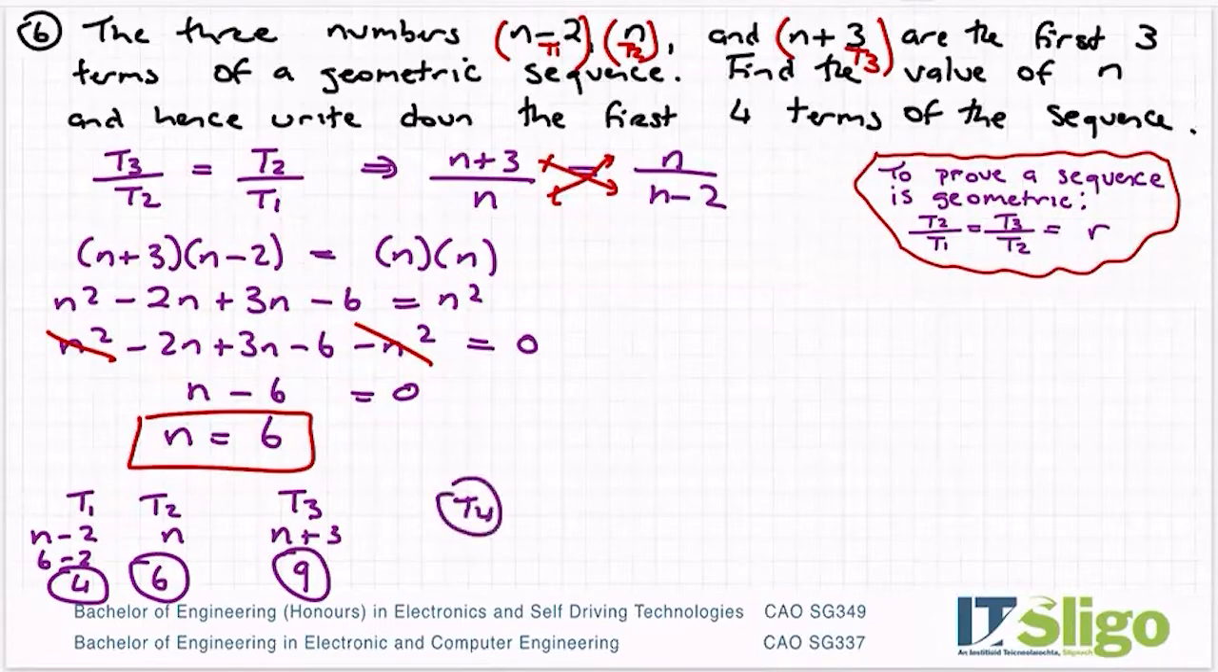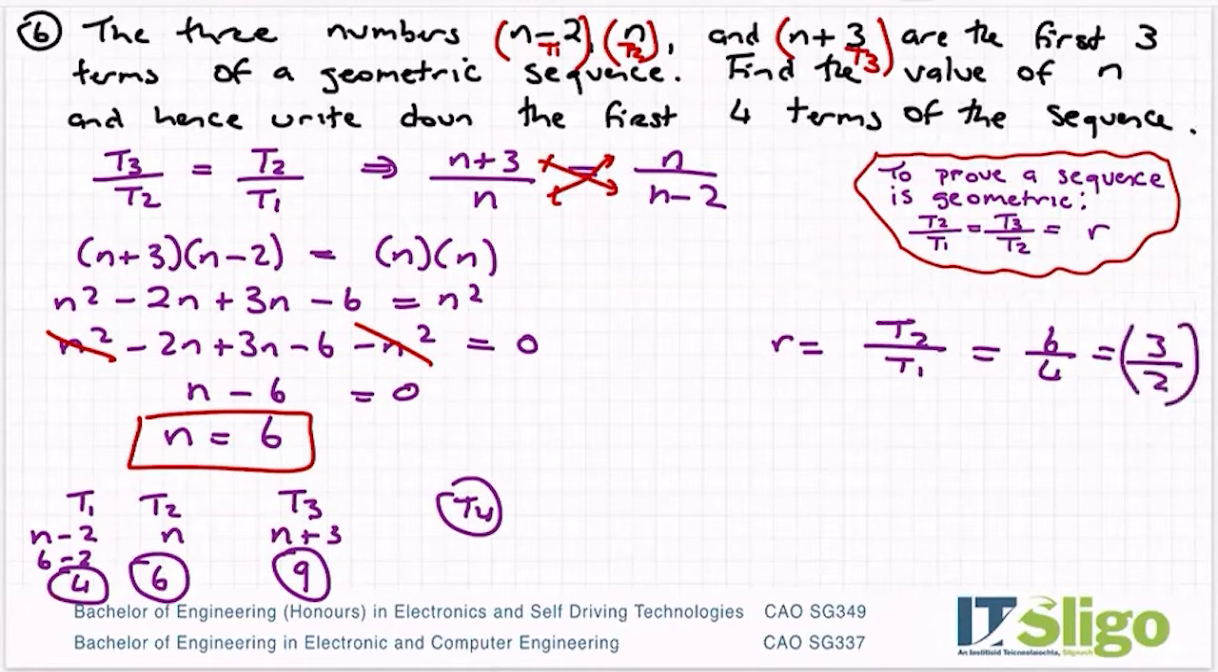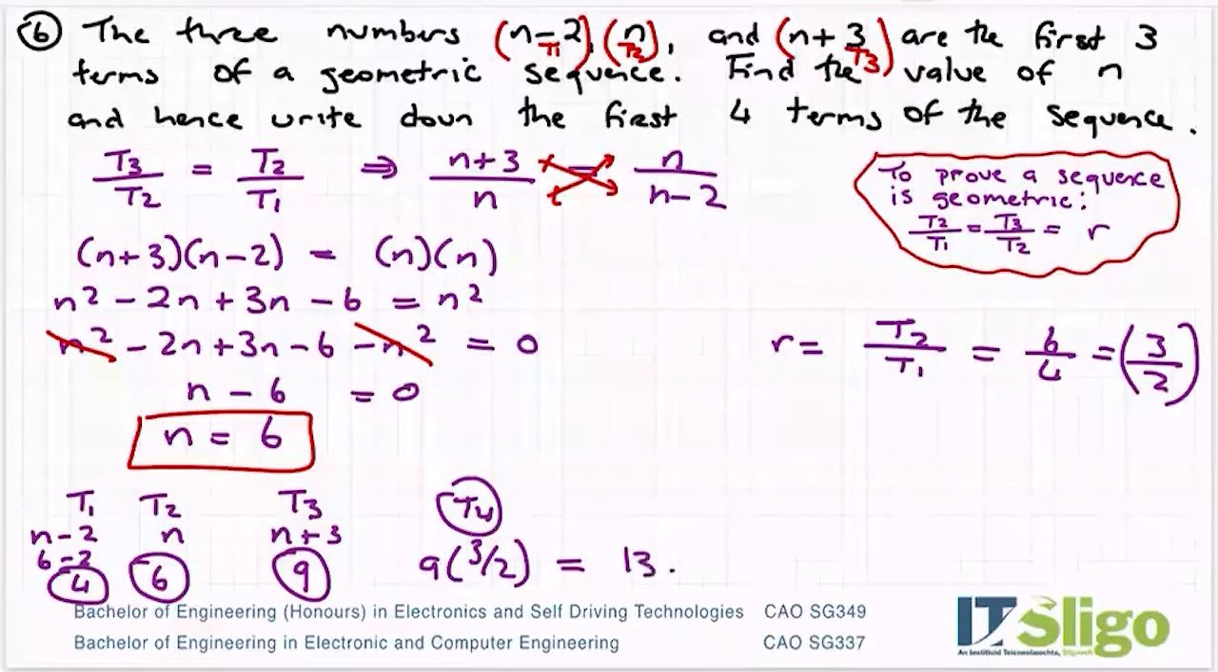Well, I'd like to know what my common ratio is. And again, it's the same theory here. I can do T2 over T1 or T3 over T2. Any of them will give me the common ratio. So let's do T2 over T1, which is 6 over 4, which is 3 over 2. Therefore, to get T4, I'm going to take 9 and multiply it by my common ratio. Let me just grab my calculator. And I get a fraction, 13.5.